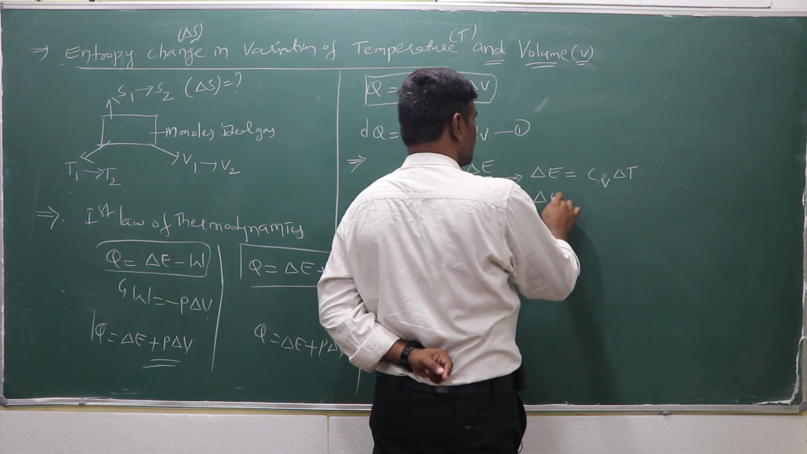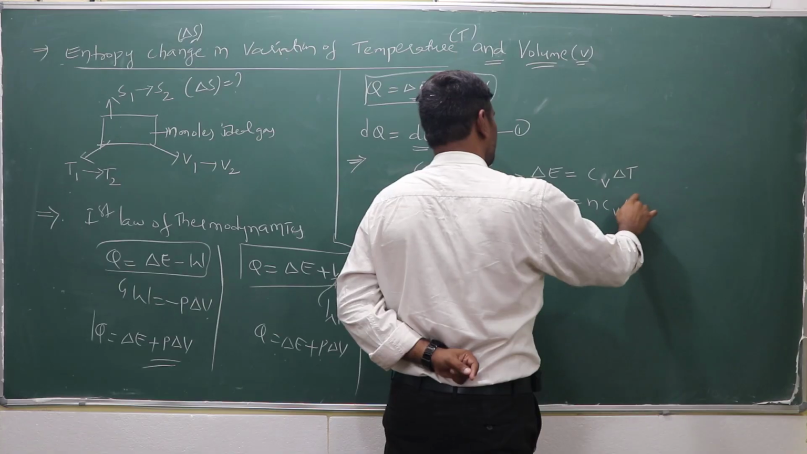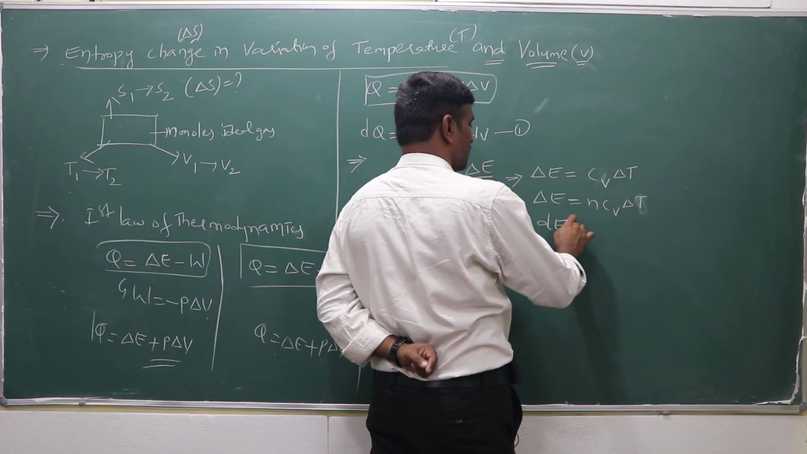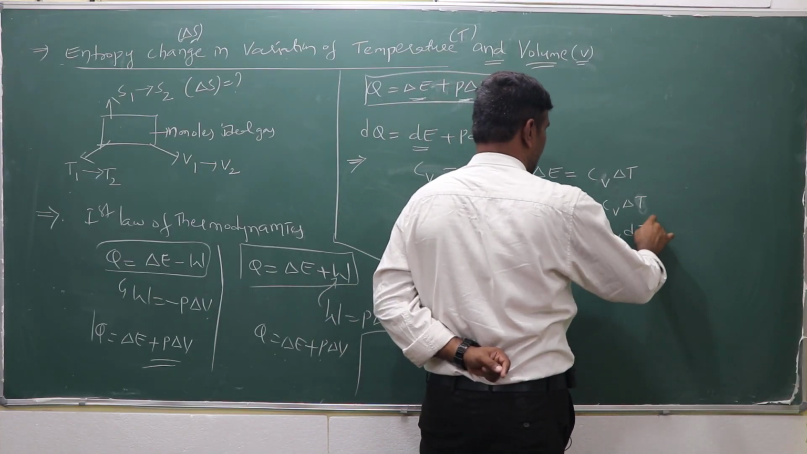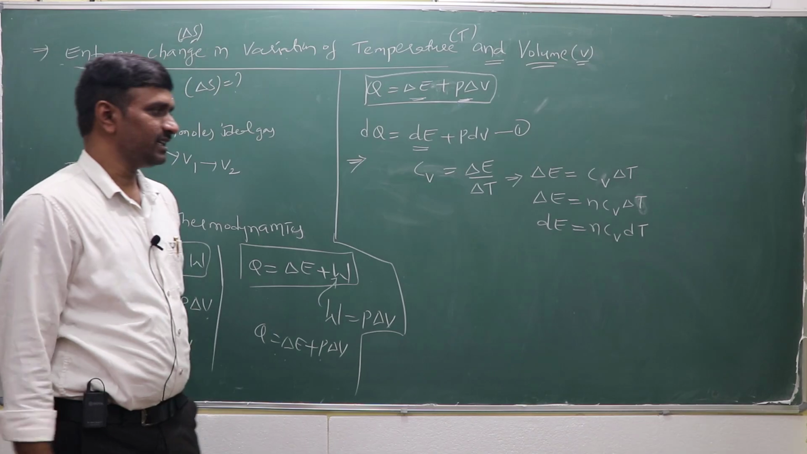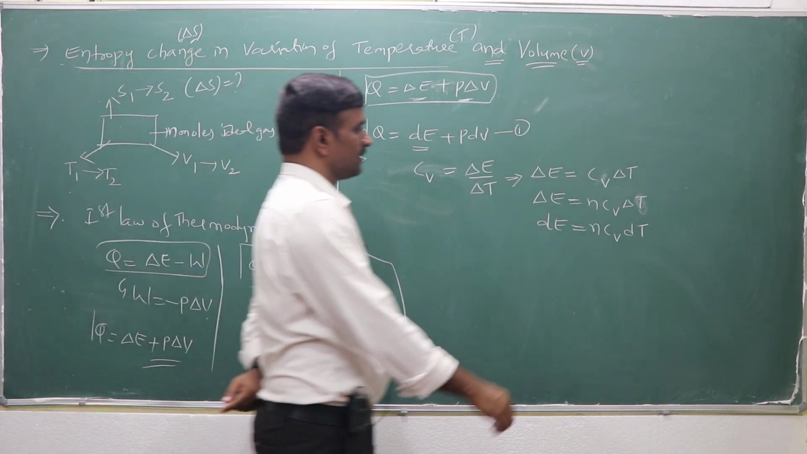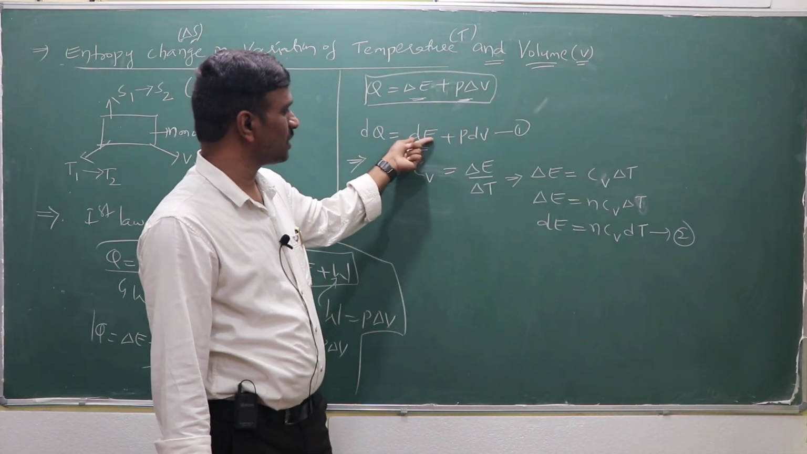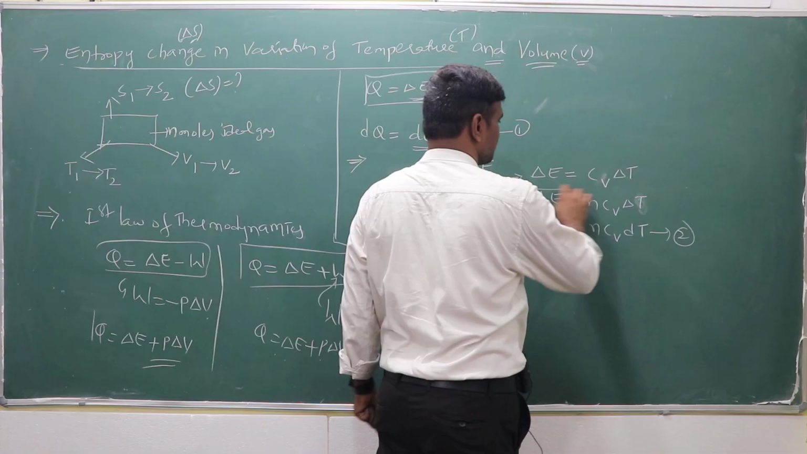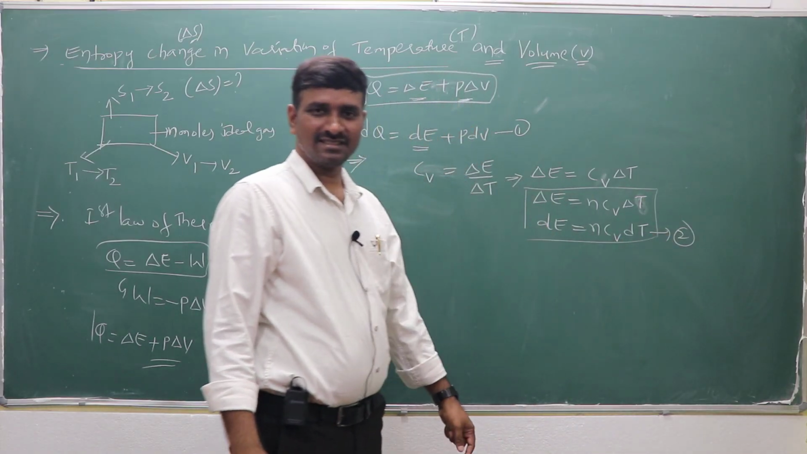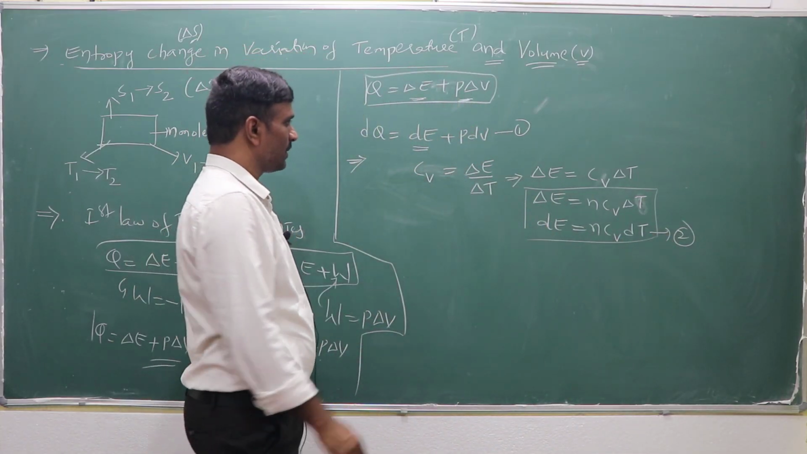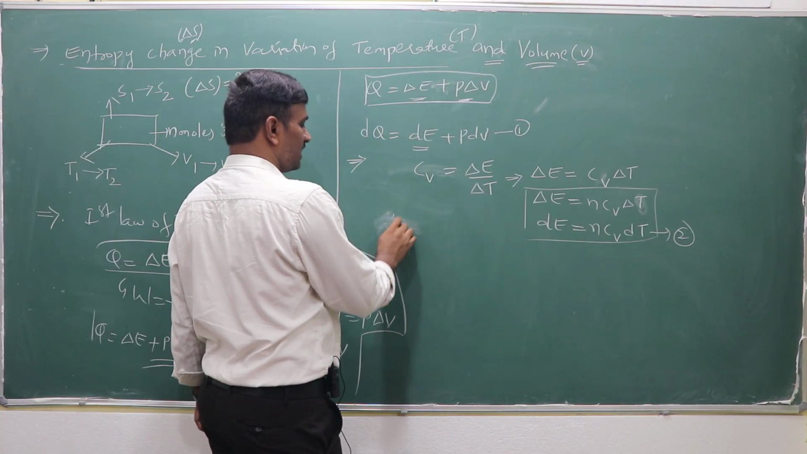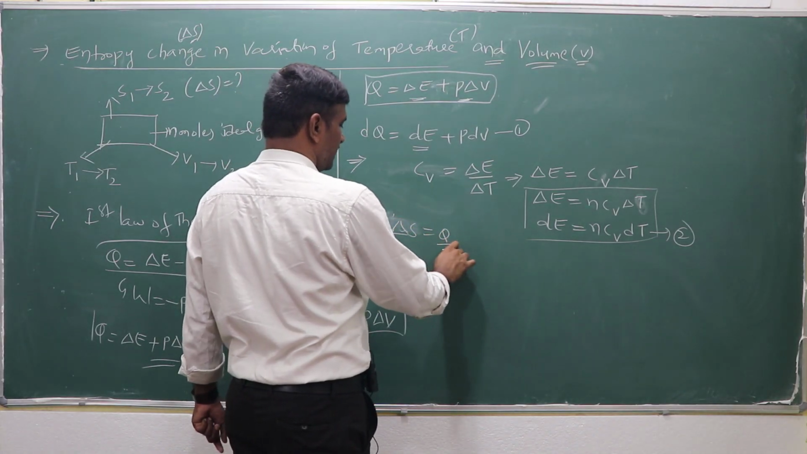If it is n moles of ideal gas, delta E is equal to nCV into delta T, or dE is equal to nCV dT. This is equation number 2. That means delta E is equal to nCV delta T if n moles of ideal gas is there, we can use that relation. And another one, from the thermodynamics equation, you know that delta S is equal to Q by T, the entropy equation.